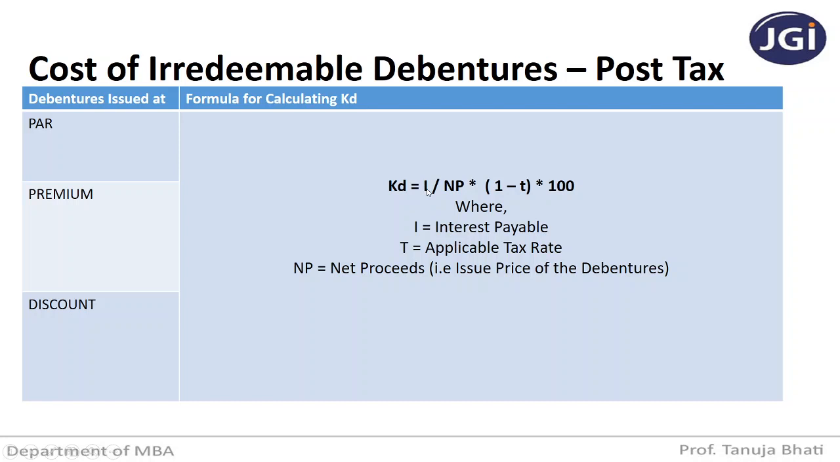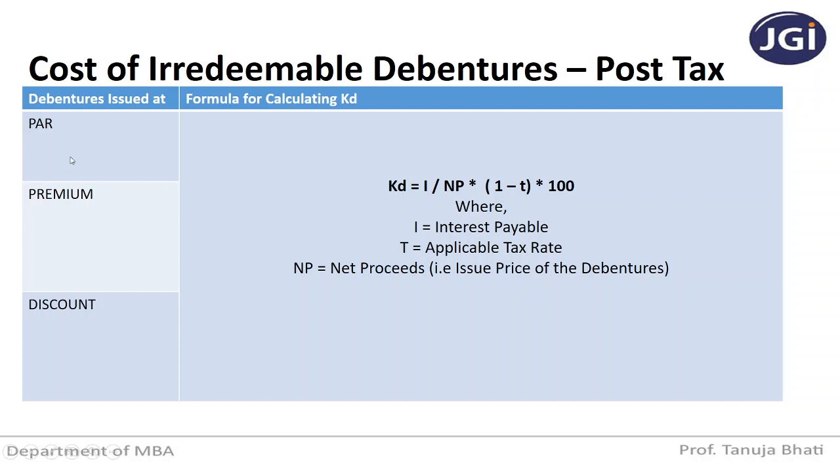I is nothing but the interest payable divided by NP, that is the net proceeds, the price at which the debentures are sold, into 1 minus t and into 100. Why are we multiplying into 100? Because cost of debentures is always represented as a percentage. So this is the only additional factor because it is post tax.